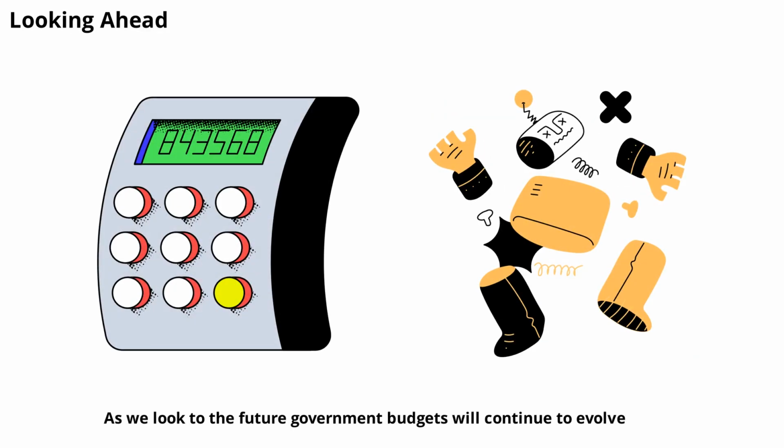and effectively. As we look to the future, government budgets will continue to evolve in response to new challenges and opportunities. Advances in technology, changing demographics, and global events will all shape how public funds are managed. Staying informed and engaged is the best way for citizens to help build a better, more accountable government for everyone.